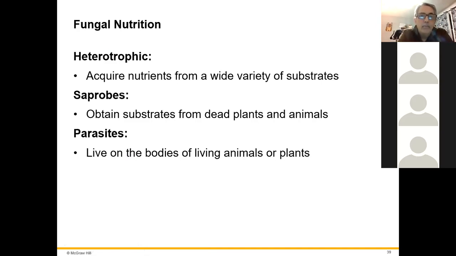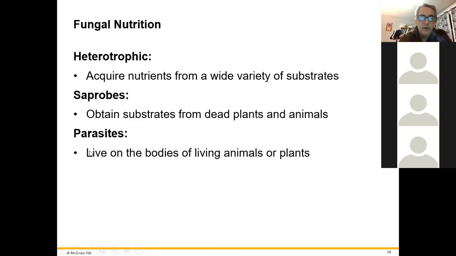Fungi can be heterotrophic. That means they require nutrients from a variety of substrates. Saprophytes are the fungi that you find on things that are dead and dying. So they basically live off of dead plants and animals.